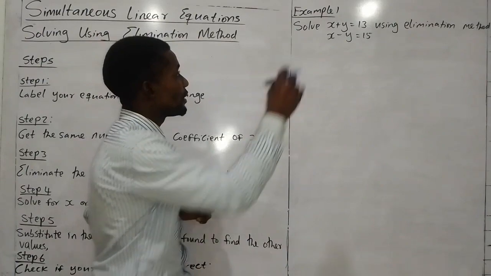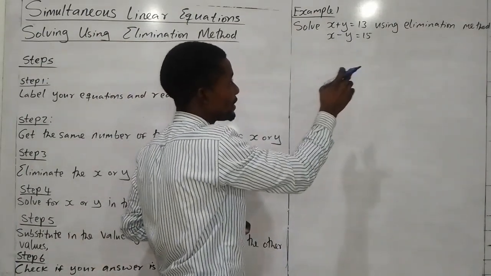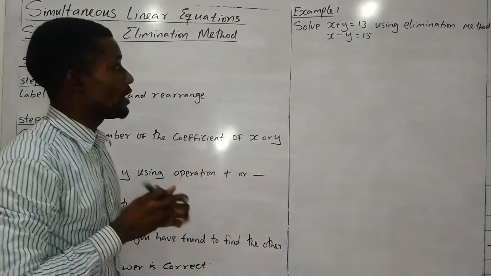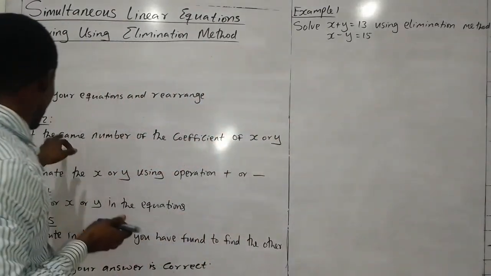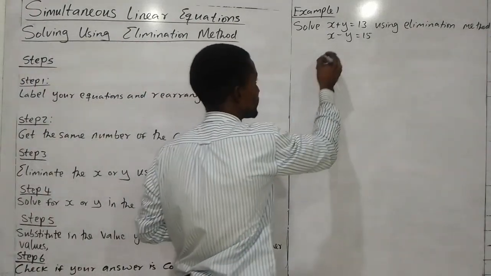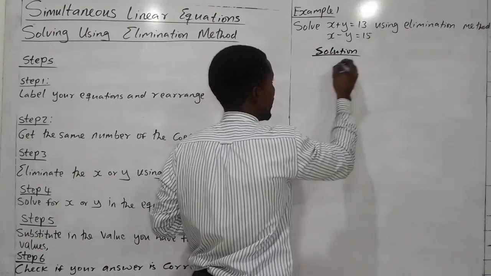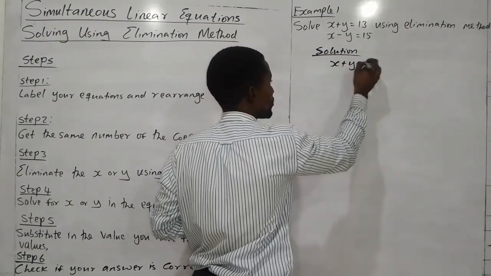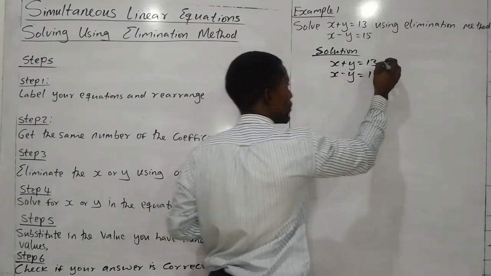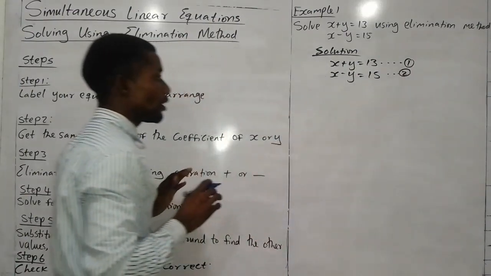Now, let's go. The first example says solve x plus y equals 13 and x minus y equals 15 using the elimination method. Now, our step 1. Step 1 says you should what? Label your equation. So I have my x plus y equals what? 13, and x minus y equals what? 15. So I will label this one equation 1 and equation what? Equation 2. I've just labeled.